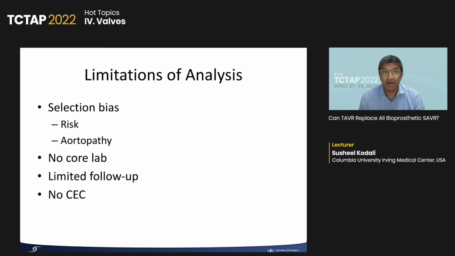So there are limitations to the analysis. There's a selection bias. These were patients that people thought were suitable for TAVR, so it doesn't include all bicuspids. They probably didn't have an aortopathy. They were probably generally low risk, though the risk is hard to control. These are site-reported outcomes with no core lab, one-year follow-up, so limited, and no CEC to adjudicate these results.